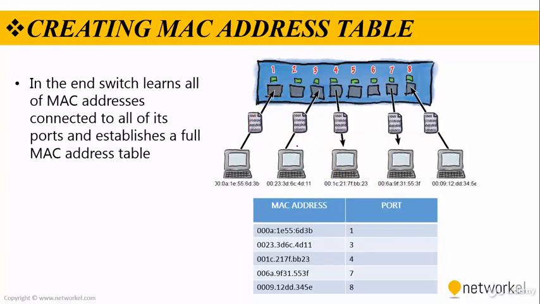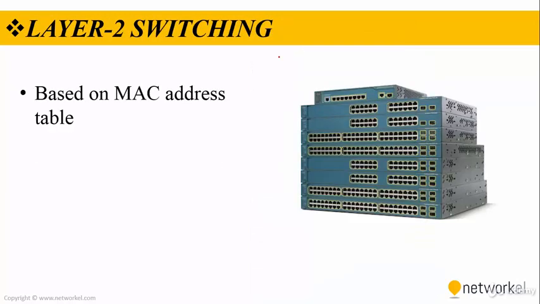In the end, the switch learns all of the MAC addresses connected to all of its ports and establishes a full MAC address table. After this step, if PC1 wants to communicate with, for example, PC5, the packet is just sent from port 1 to port 8. Layer 2 switching is based on the MAC address table, as we talked about before. The layer 2 forwarding table, also referred to as the MAC address table, contains MAC address and destination port information about where the frame should be forwarded.